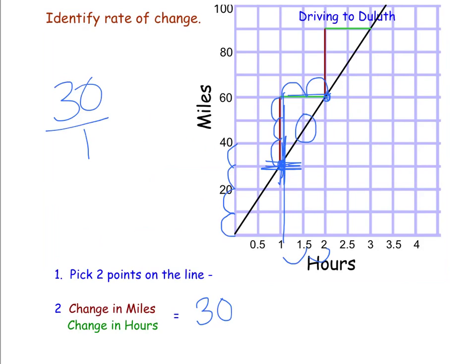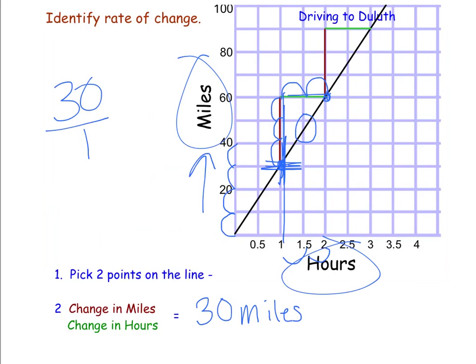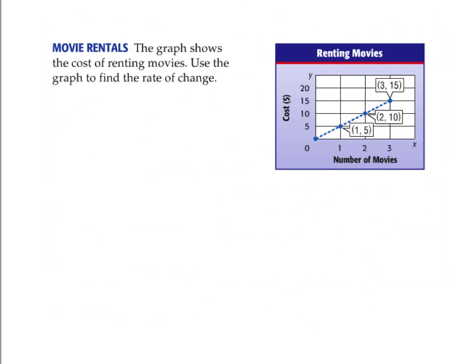This time it has labels, so I'm going to say, what does that mean? 30 was this direction, so it's 30 miles per, that line means per, 1 hour. Or I'll just write per hour. So it looks like a rate or a unit rate there. Rate of change and slope is kind of another way of saying unit rate based on a table or a graph.